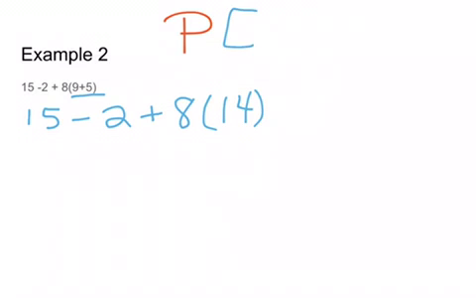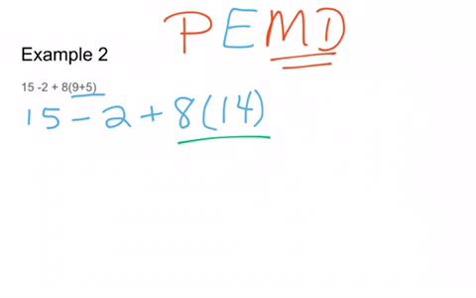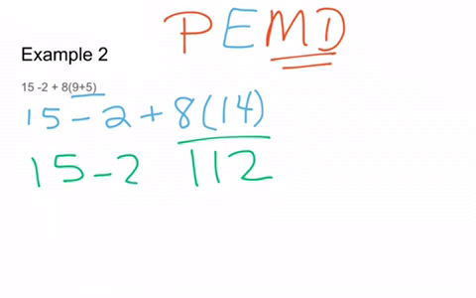Then we're going to look for any exponents, which there are no exponents in our problem. Then we're going to do any multiplication or division, and we're going to do that left to right. So we have 15 subtract 2 plus 8 times 14. So we need to take care of our 8 times 14. When we take care of our 8 times 14, we're going to get 112. And then we have 15 minus 2 plus 112.